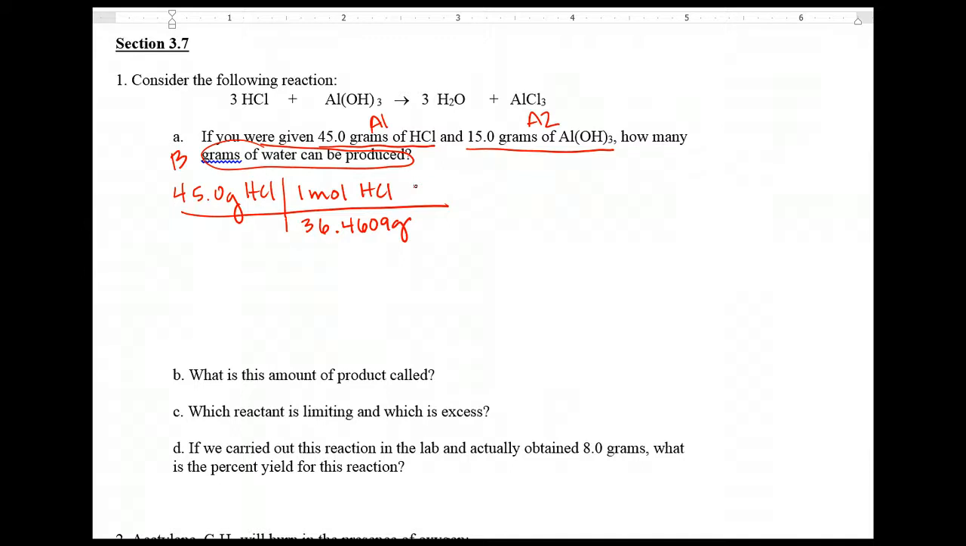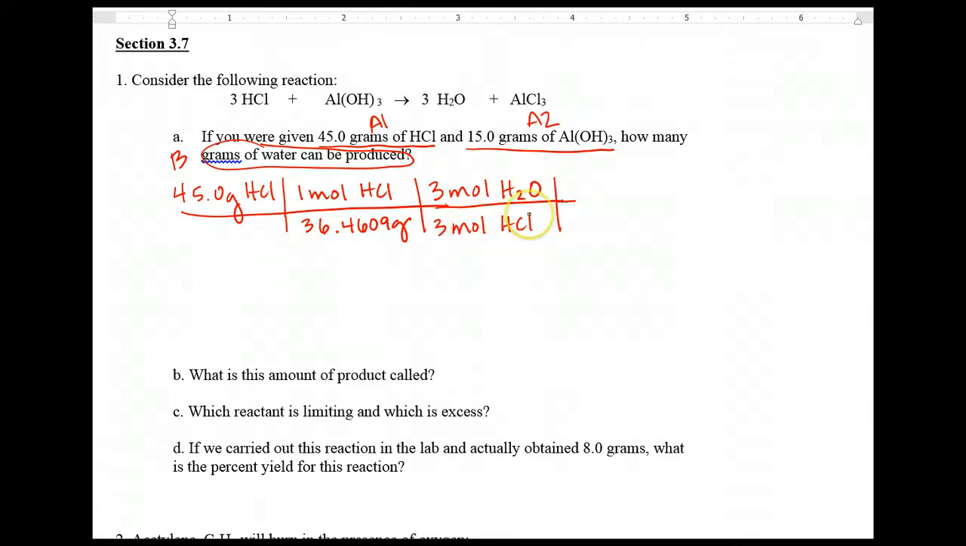Next, we need our mole-to-mole ratio. We are trying to solve for grams of water produced. So I look at the coefficient for water in the equation, and it is a 3. So I would put 3 moles of water on the top. Remember, it's always moles of B over moles of A, moles of what you're trying to find over moles of what you've been given. We started with HCl in this problem, and the coefficient on HCl also happens to be 3. So our mole-to-mole ratio is 3 to 3.